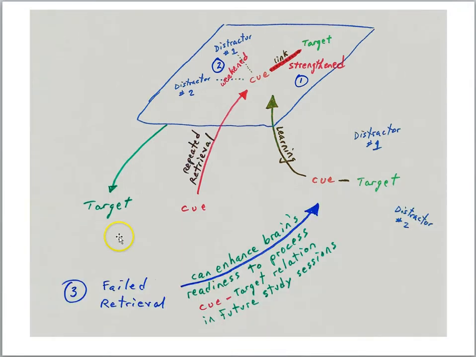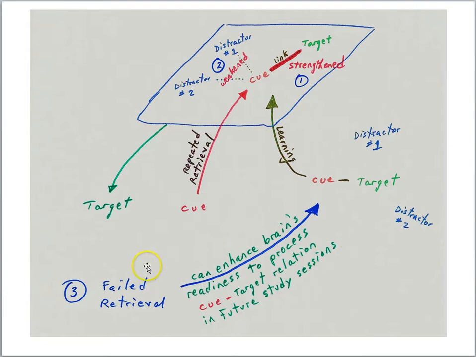Now, we should say a word, though, about what happens when we fail to retrieve. We don't want to see this in a negative light. We want to see the positive side of failed retrieval. Because scientists think that when we fail to retrieve, you have the question in front of you and you can't think of the answer, that sets up the brain for reprocessing the association. So failed retrieval can enhance the brain's readiness to process the cue-target relation in future study sessions.